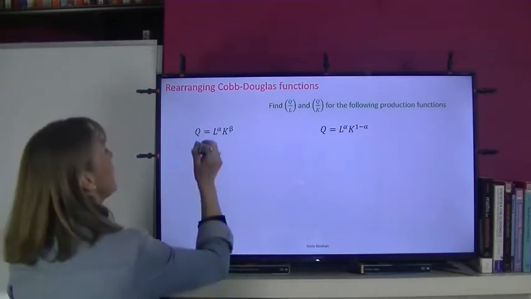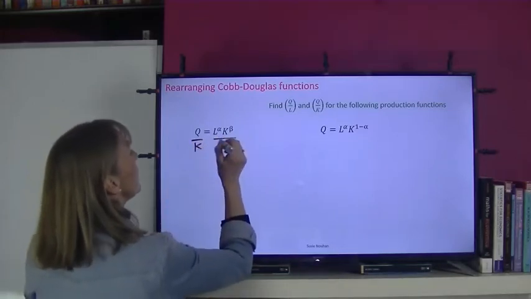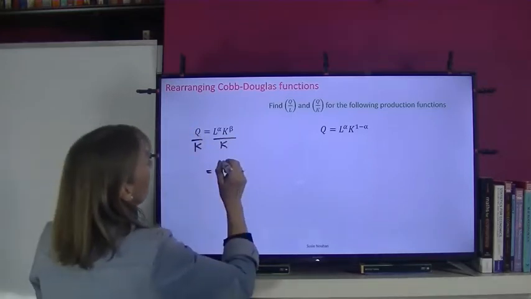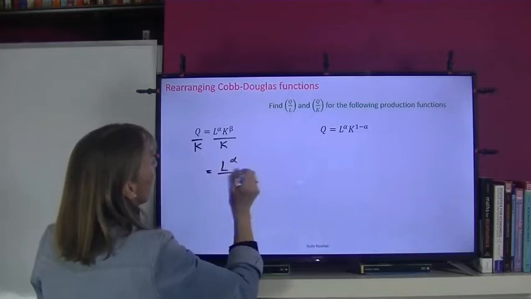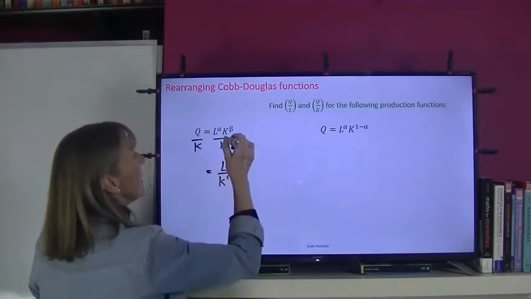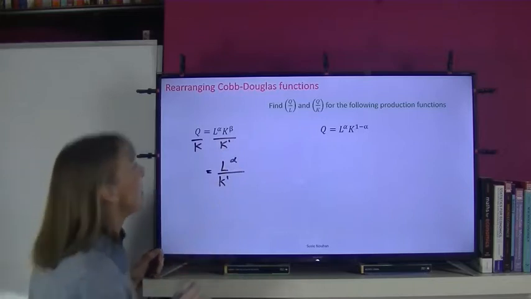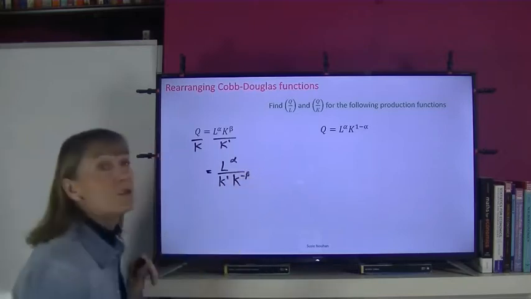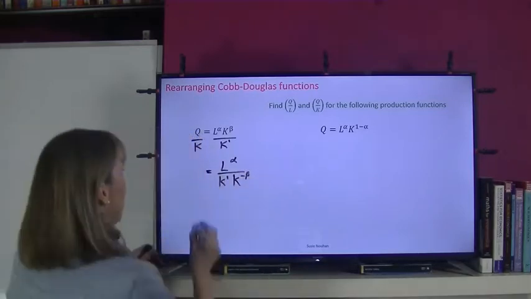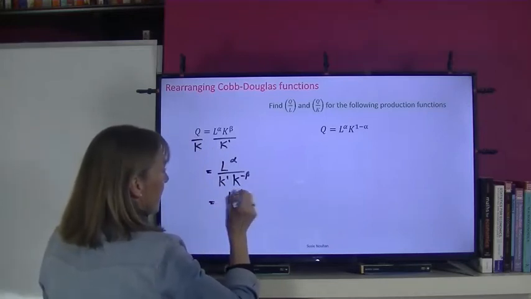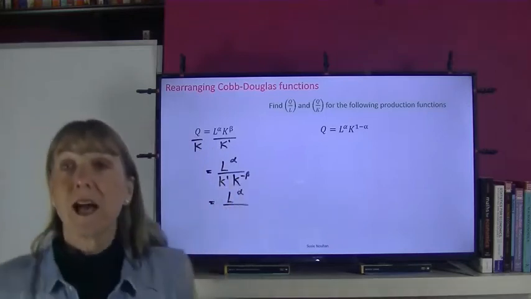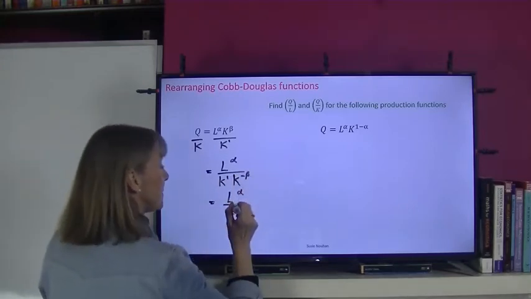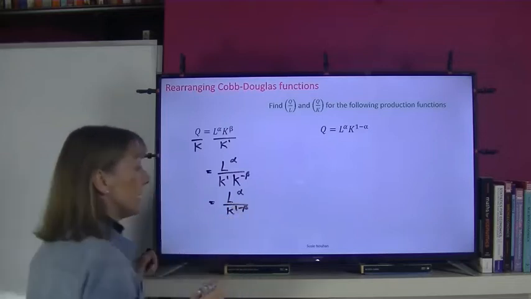So let's make this Q over K this time. So we're looking for average product of capital. We're dividing by K. We're going to leave the L on the top, and there's our K. Now, because we're dividing by it, we're going to bring the K to the beta down. In order to do that, we've got to make beta negative. Now we're going to multiply these two together, that means adding the powers. So we're going to end up with 1 plus minus beta, 1 minus beta.